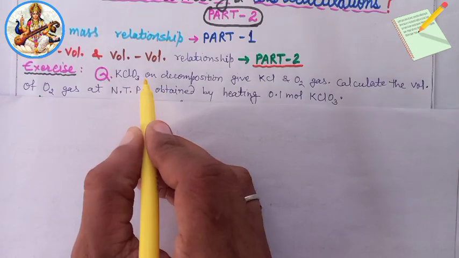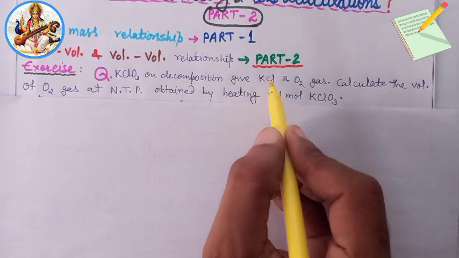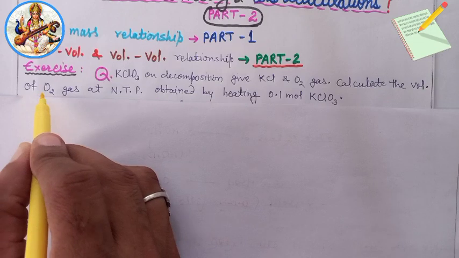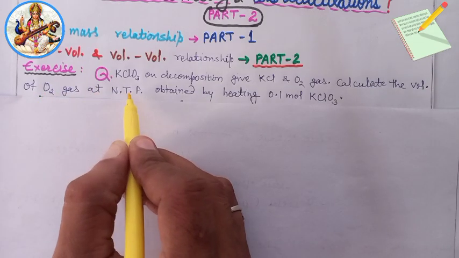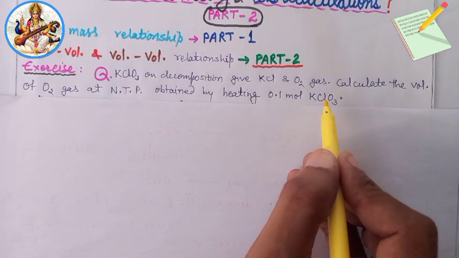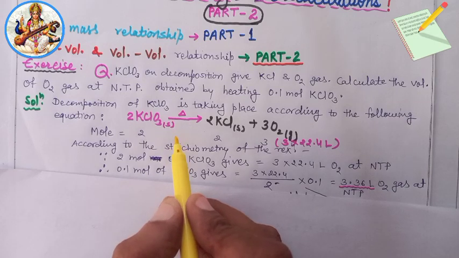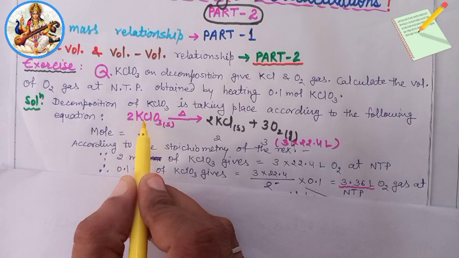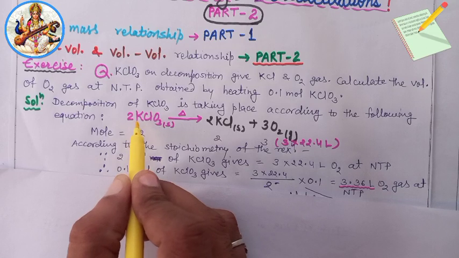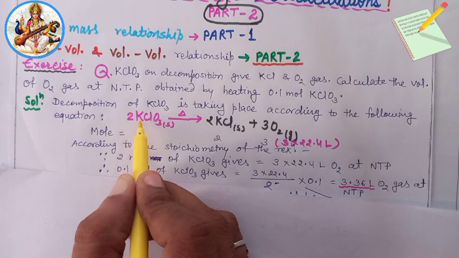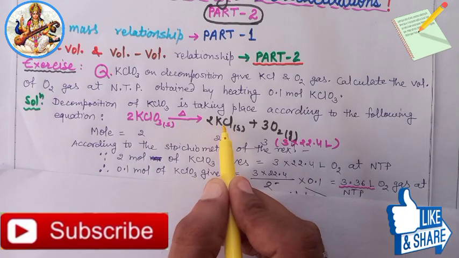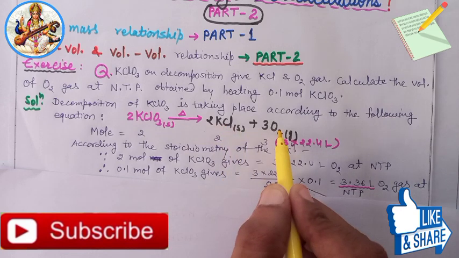The question is: potassium chlorate on decomposition gives potassium chloride and oxygen gas. Calculate the volume of oxygen gas at normal temperature and pressure obtained by heating 0.1 mole of potassium chlorate. The solution: thermal decomposition of potassium chlorate takes place according to the following equation. 2 moles of potassium chlorate after thermal decomposition convert into 2 moles of potassium chloride and 3 moles of oxygen gas.